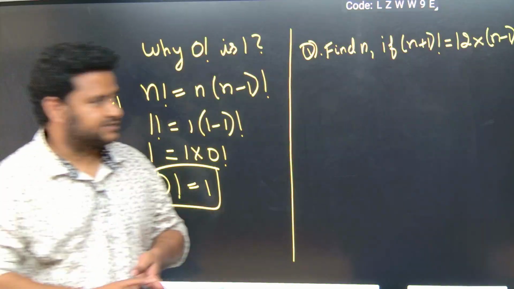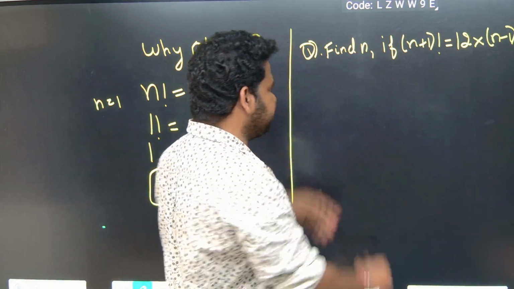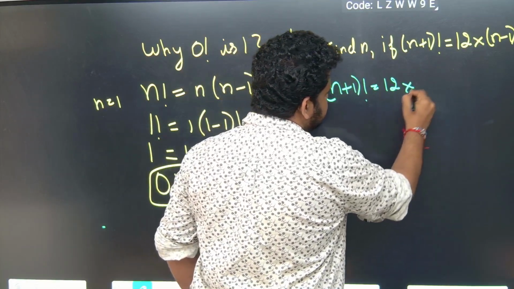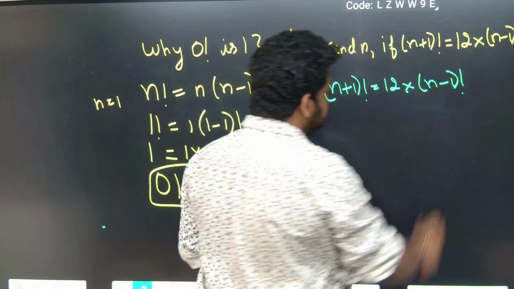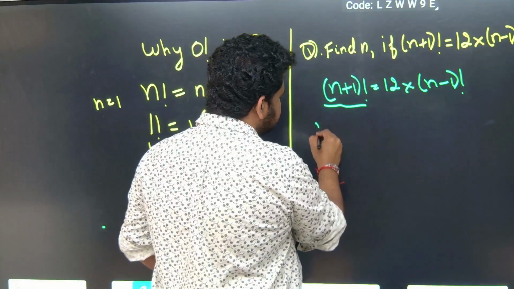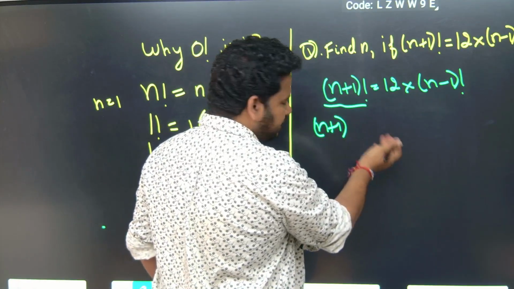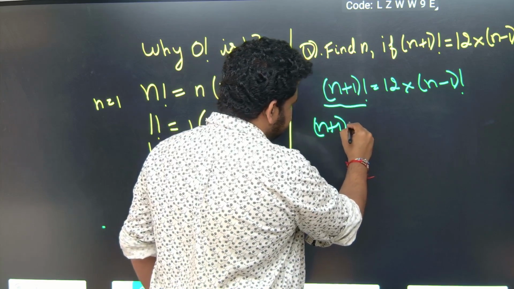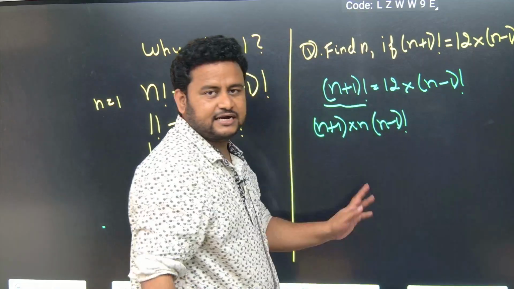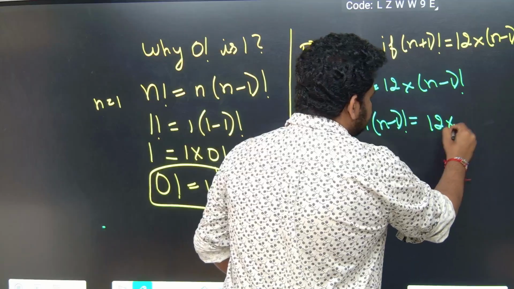So what they are asking us is, find n if n plus 1 factorial is equal to 12 times n minus 1 factorial. Observe here, let us write down what is given. n plus 1 factorial is equal to 12 times n minus 1 factorial. This n plus 1 factorial can be written, by using our property, as n plus 1 into n, the next number in descending order, into n minus 1 factorial, correct? So n plus 1 into n into n minus 1 factorial is equal to 12 into n minus 1 factorial.